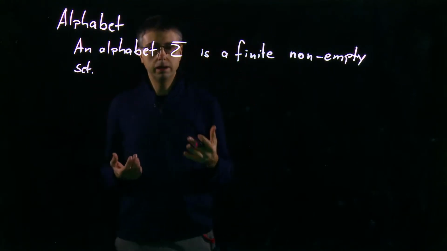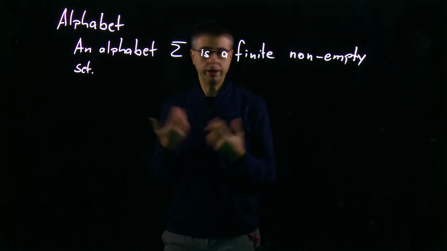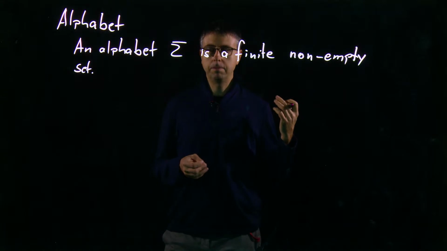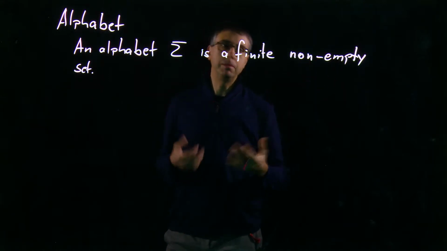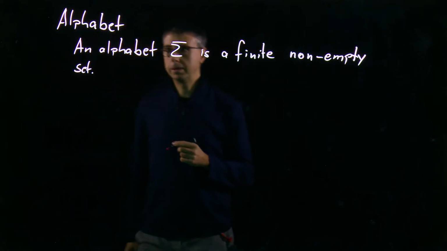It has to be finite because we don't want the user to input like natural numbers. That would be hard to handle. And on the other hand, empty alphabets don't make sense at all. So that's the definition of an alphabet.